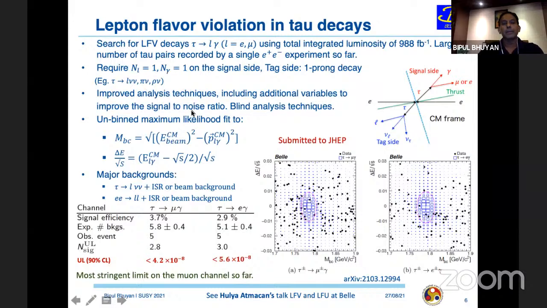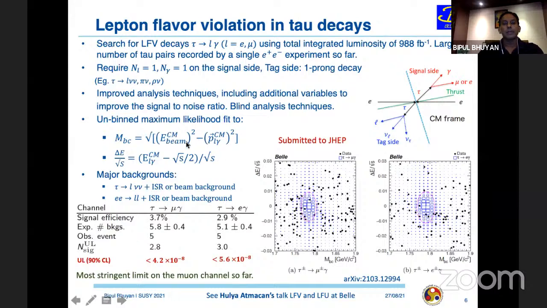Compared to the last analysis that was published, this is an improved analysis: we use improved analysis techniques, including additional variables to improve the signal to noise ratio, and also a blind analysis mechanism adopted to reduce the experimental bias in this case.